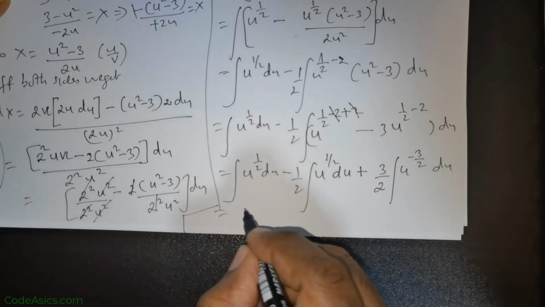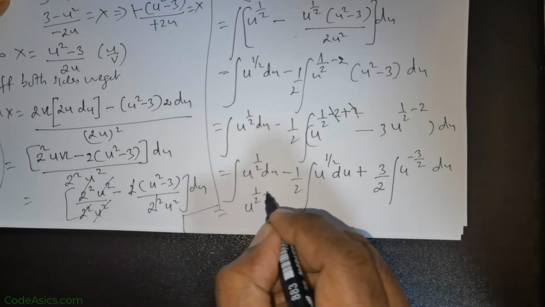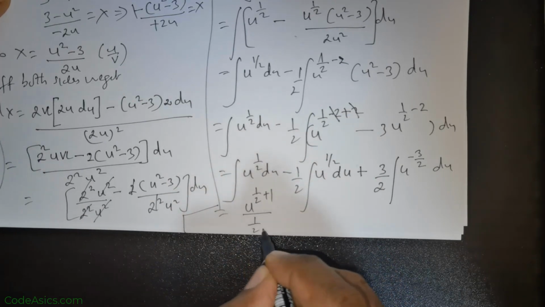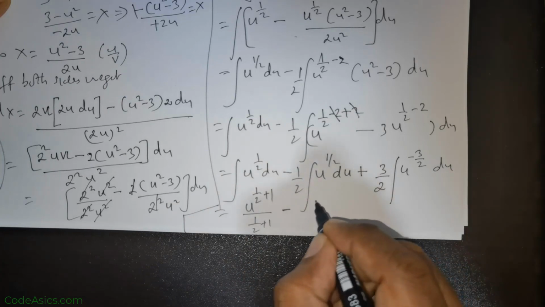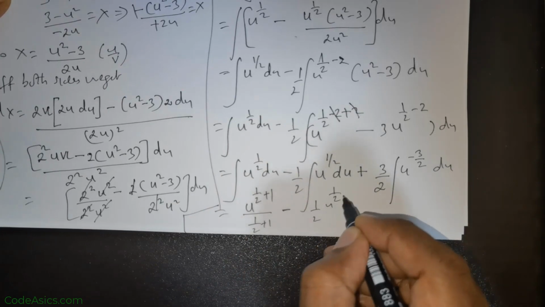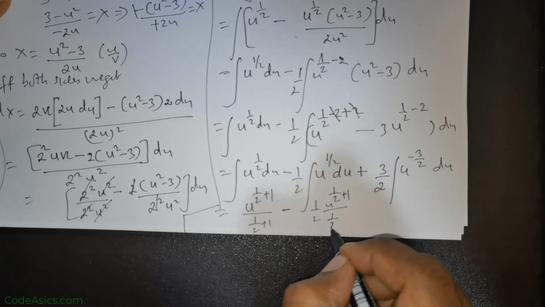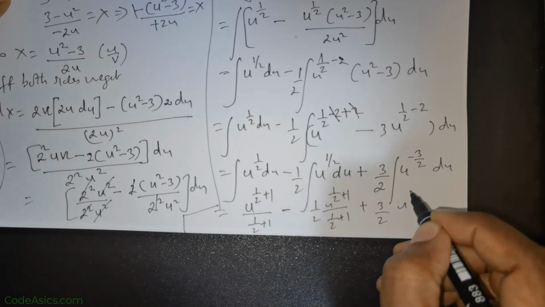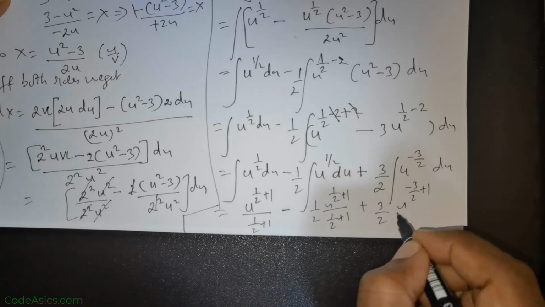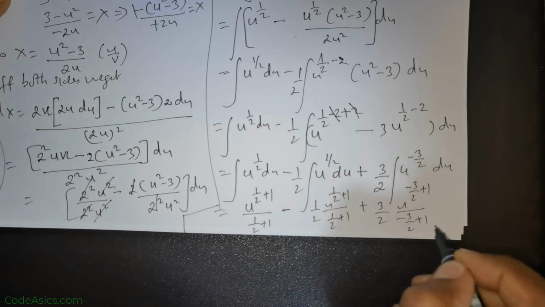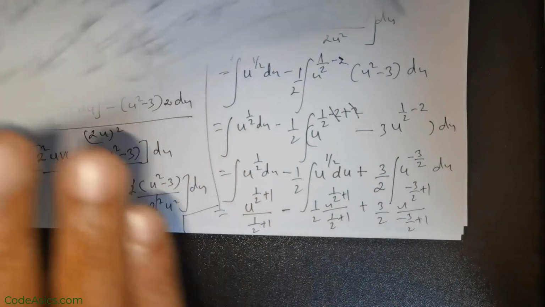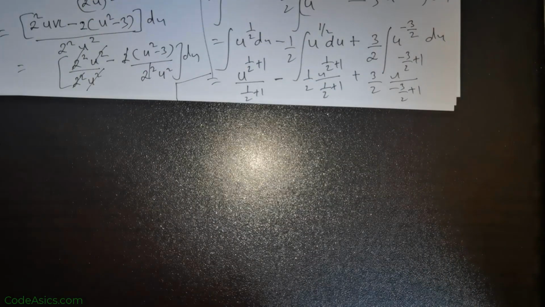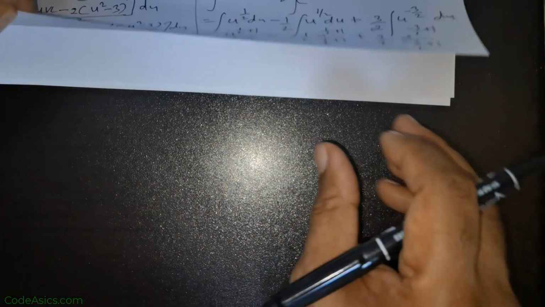but it's okay, you can just directly integrate this. So this is going to be u raised to the power of 1 over 2 plus 1, divided by 1 over 2 plus 1, minus 1 over 2 u raised to the power of 1 over 2 plus 1, divided by 1 over 2 plus 1, plus 3 over 2 u raised to the power of negative 3 over 2 plus 1, divided by negative 3 over 2 plus 1. Now let me go to this side of the page.